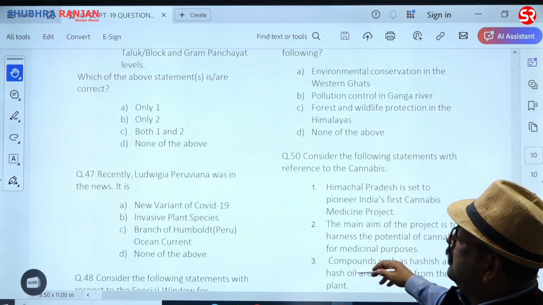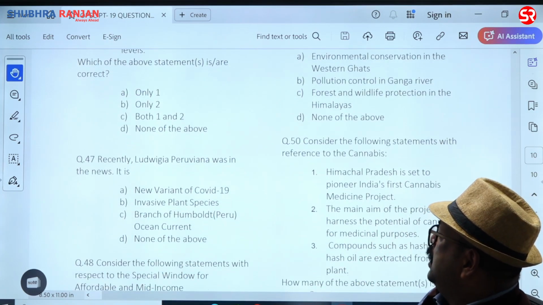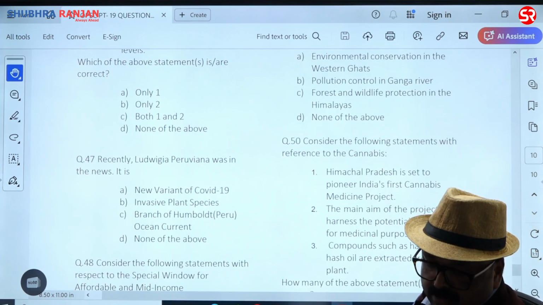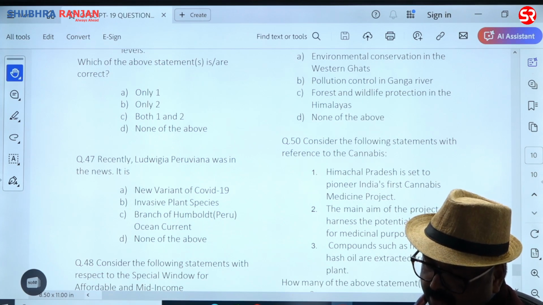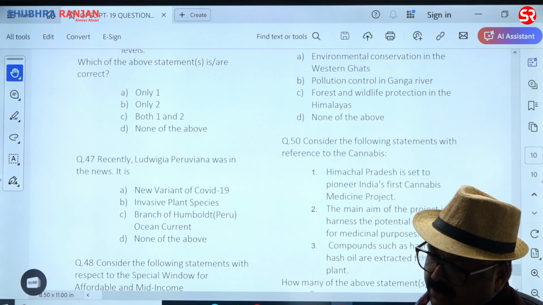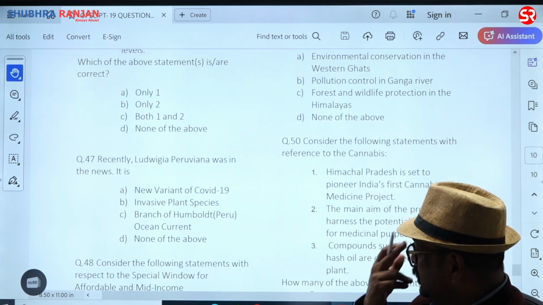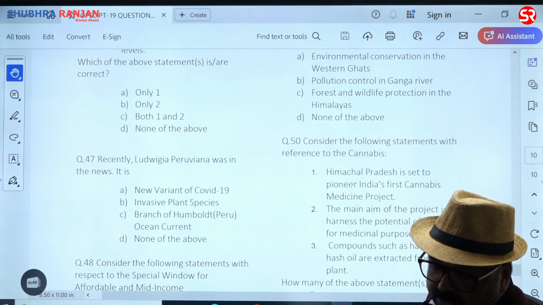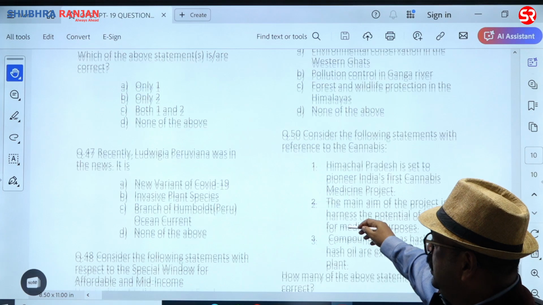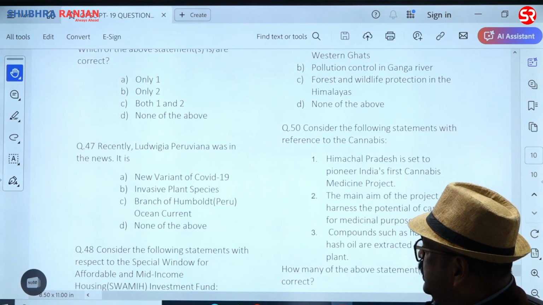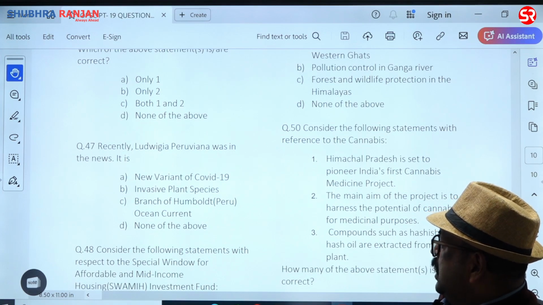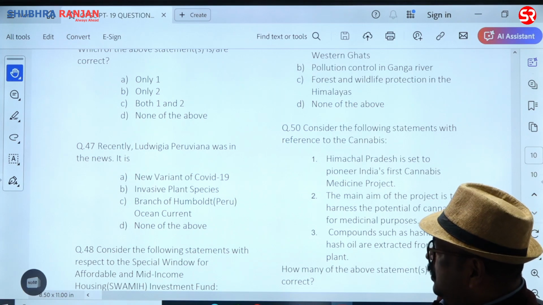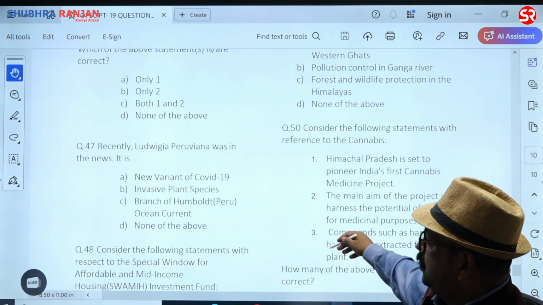Question number 47. Recently, Ludwigia peruviana was in news. It is an aquatic weed native to Central America and Peru as well as Chile coast. So it's an invasive plant species. It's not a variant of COVID-19. Branch of Humboldt, Peru ocean current? No, it's not like that. So invasive plant species. 47. B.